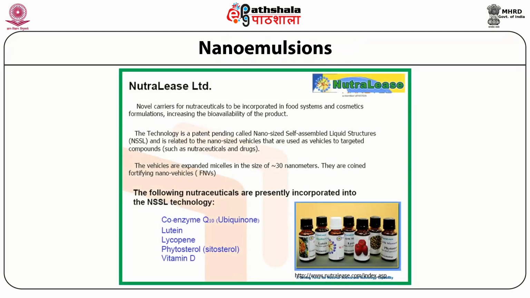A company by the name of Neutralise has developed novel carriers for nutraceuticals, which are to be incorporated in food systems and cosmetic nanoformulations. What happens with these is the bioavailability of the product is increased by a technology called nano-sized self-assembled liquid structures, the NSSL. This company has developed these vehicles and used them for increasing the bioavailability of coenzyme Q10, luteins, lycopenes, phytosterols, and vitamin D, all of which are classes of nutraceutical compounds.